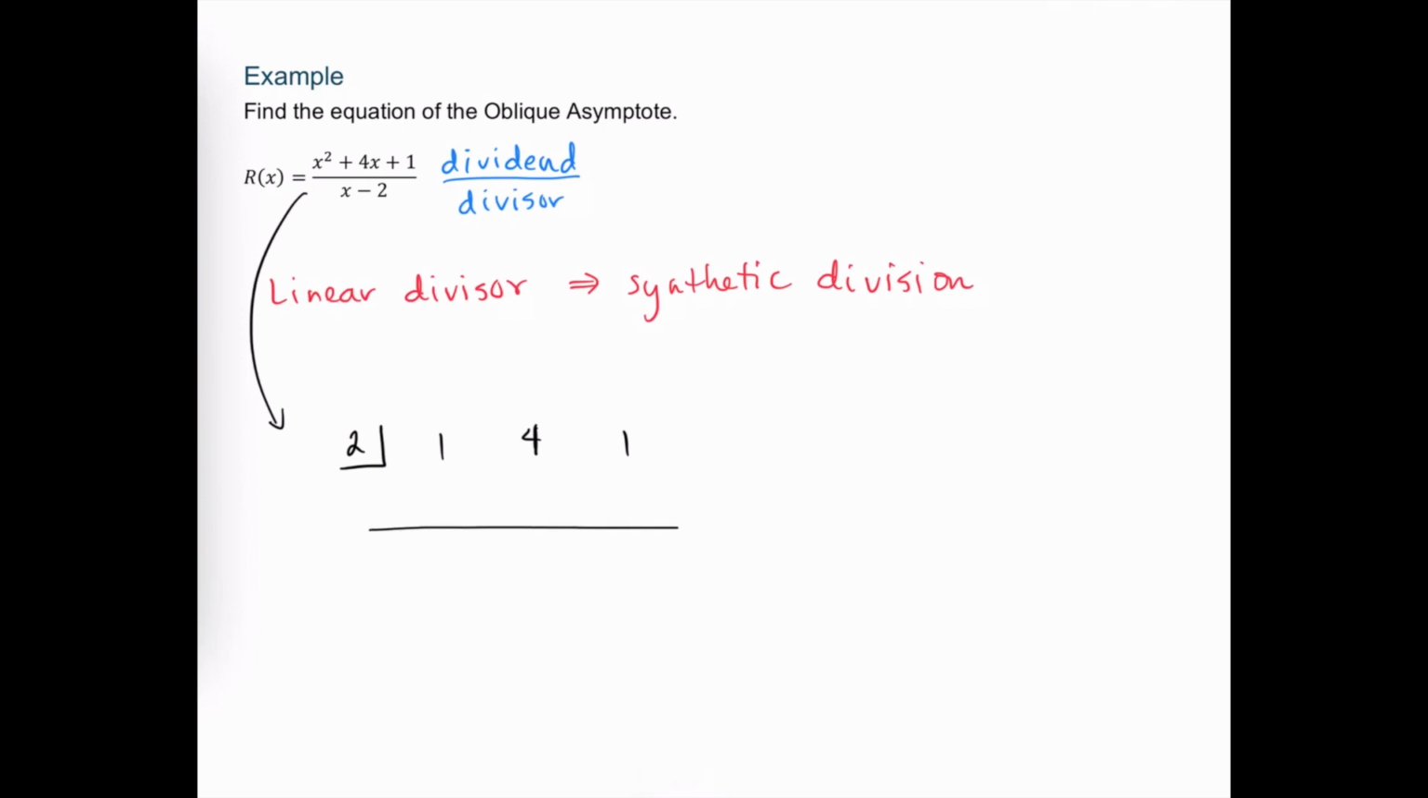We'll draw a horizontal line, leaving a lane of space, and begin the synthetic division by bringing down the 1. 2 times 1 is 2, which comes under the next coefficient, and then we combine down. 4 combined with 2 is 6, and then we multiply on the diagonal to get 12, and that product comes under the next coefficient. And when we combine down now, we get 13. Notice this remainder is not equal to 0, which just means that the divisor does not divide in evenly. These are the coefficients of the quotient.